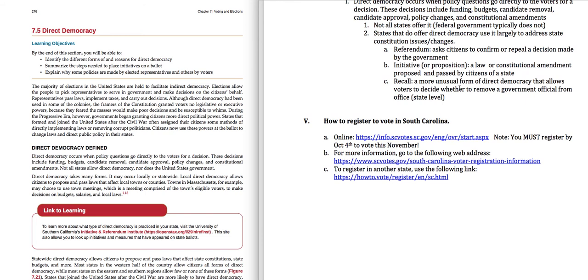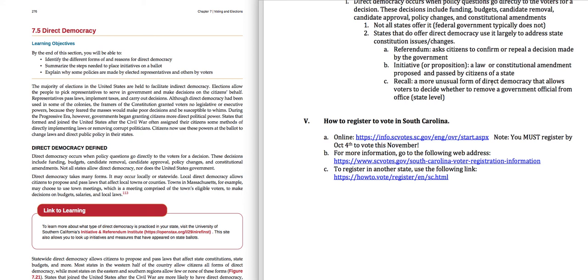The second one's called an initiative, often called a proposition. In California, they're called propositions. I hear this all the time. I'm not from California. I'm actually an Oakland A's baseball fan, so sometimes I catch internet radio and listen to them, and they have, all right, so this week we're voting on Proposition 113. I'm like, good grief, how many propositions y'all got? Anyway, it's a law or constitutional amendment proposed and passed by citizens of a state.